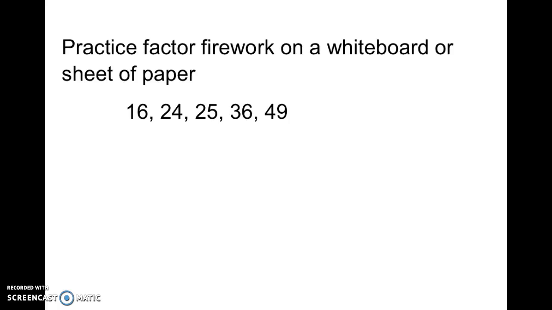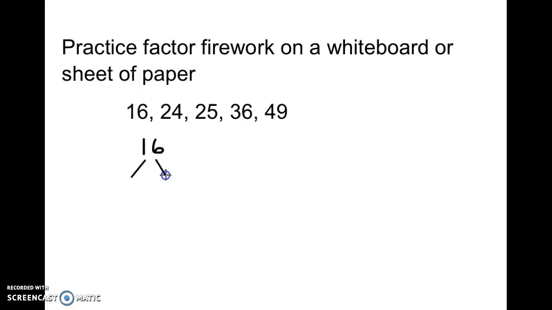All right, so let's go ahead and practice a couple of these. We're going to practice these factor fireworks. It'd be great if you grabbed a whiteboard or a sheet of paper and you practiced along with us. In a few minutes, I'll have you do a couple on your own as well. So let's try 16 to start. I'm going to write the number 16, and then I go ahead and draw my lines.